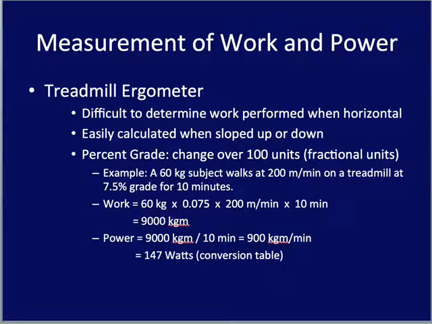If the change over 100 units was 7.5 meters over 100 meters of horizontal distance, that's a 7.5% grade. And we're going to express these in fractional units when we multiply this out. So, looking at it, we have a 60 kilogram individual, and they walk at 200 meters per minute on a treadmill at 7.5% grade for 10 minutes.